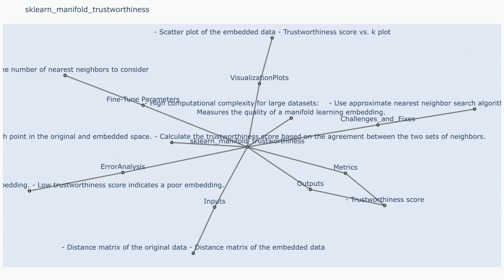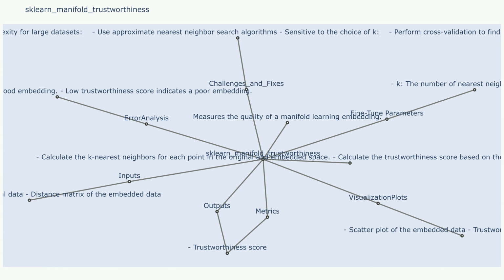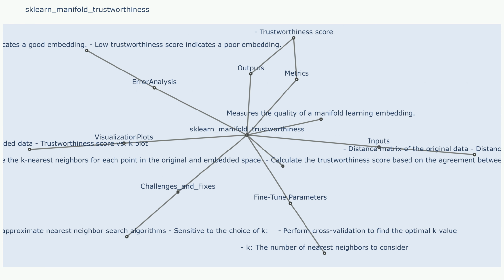Uncertainty methods. Uncertainty method 1. Explain in detail. Bootstrapping. Repeatedly resample the data with replacement and calculate trustworthiness on each resampled dataset. The variability in trustworthiness scores across these samples can be used to assess uncertainty. Uncertainty method 2. Explain in detail. Cross-validation. Split the data into folds and calculate trustworthiness on each fold. The variance in trustworthiness scores across folds can be used to estimate uncertainty.